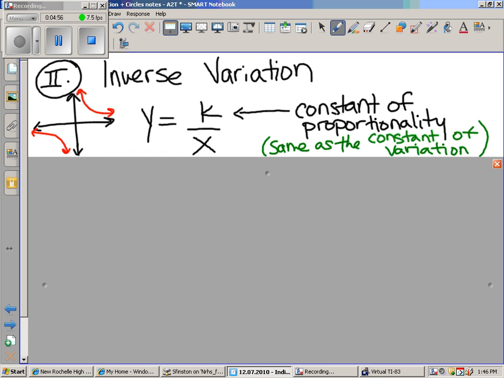Anybody know what that's called in math? Starts with an H. Nope. It's called a hyperbola. Whenever you see a graph like that, we've got a whole lot of inverse variation going on. So just be able to pick it out.